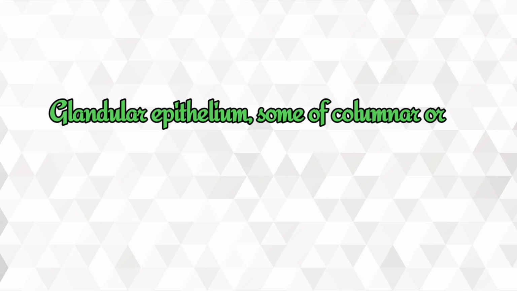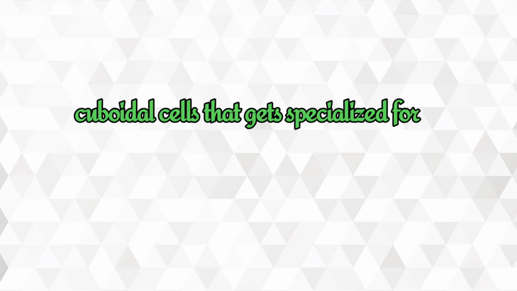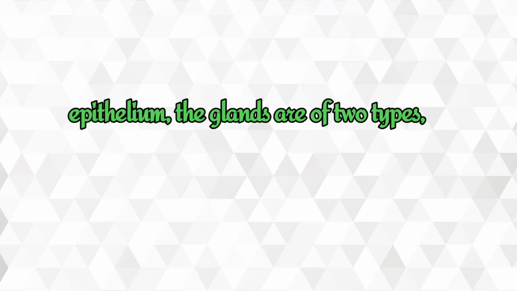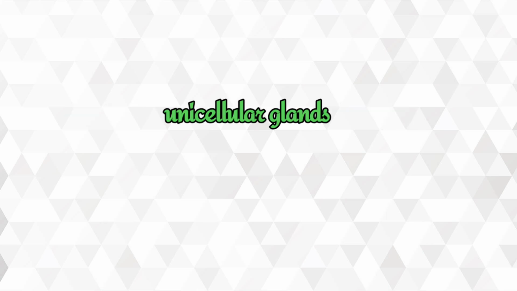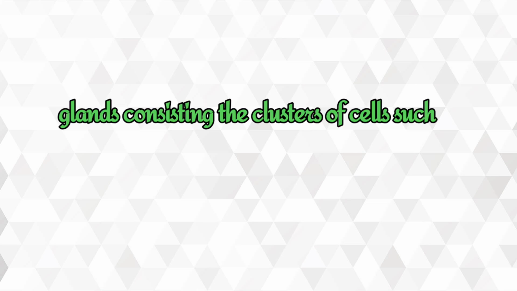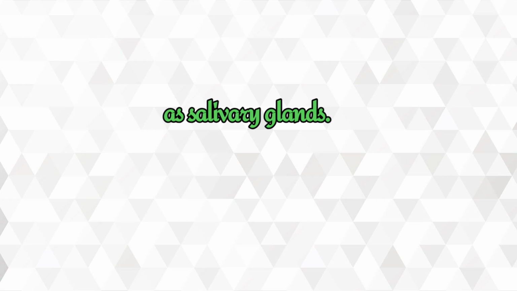Glandular epithelium. Some of the columnar or cuboidal cells get specialized for the production of certain secretions from glandular epithelium. The glands are of two types: unicellular glands, consisting of isolated glandular cells such as goblet cells of the gut, and multicellular glands, consisting of clusters of cells such as salivary glands.